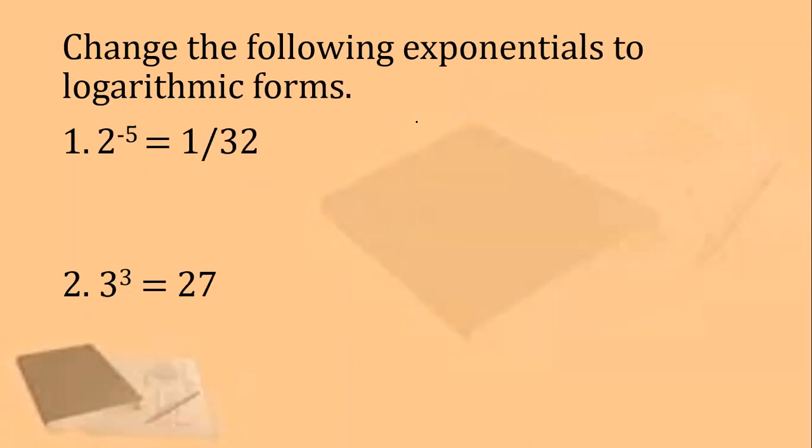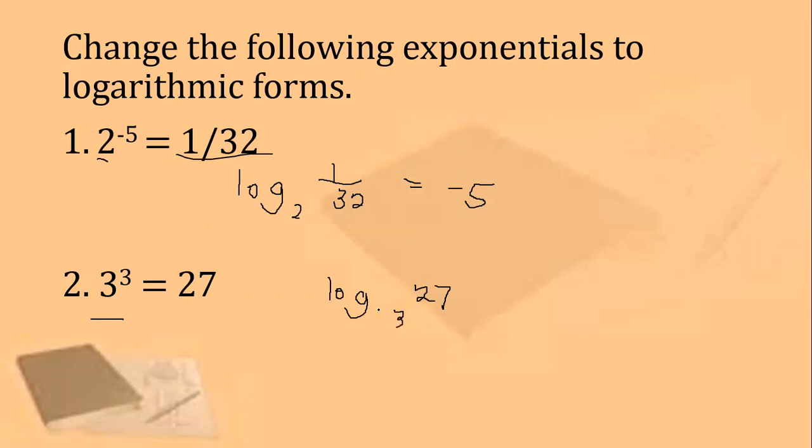Change the following exponential, vice versa. So we all know this is the base. Whatever is equal, that is the logarithm. So logarithm of 1/32 to the base 2 is equal to -5. And then same, logarithm of 27, whatever is equal, then to the base 3 is equal to 3.